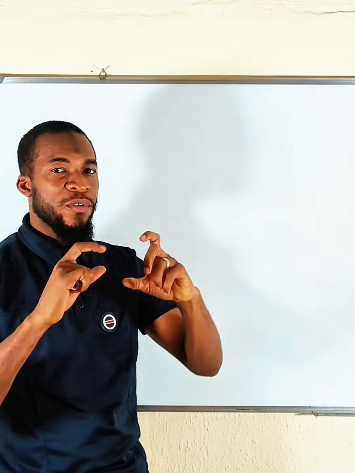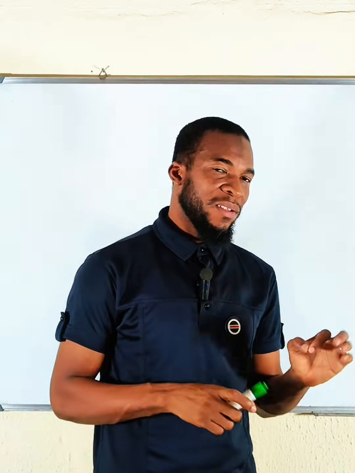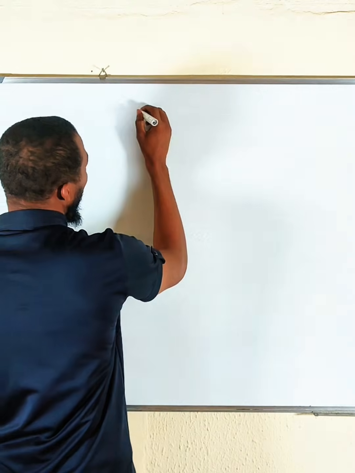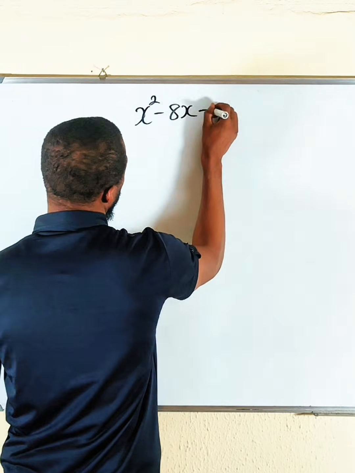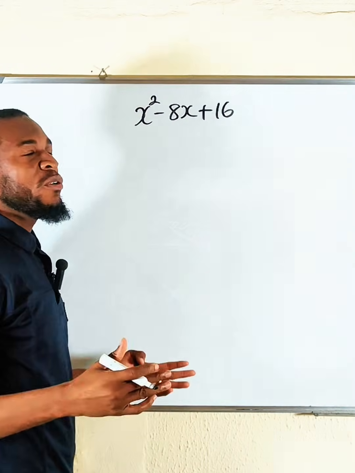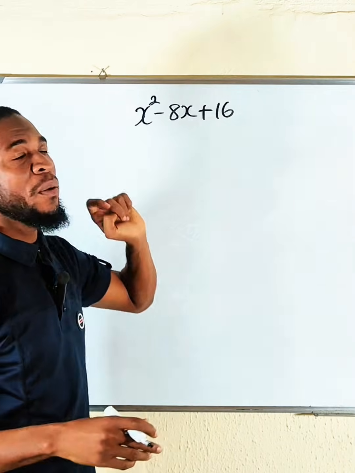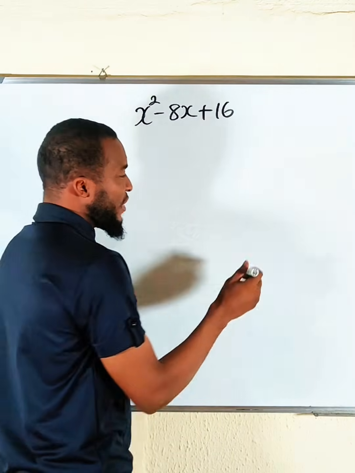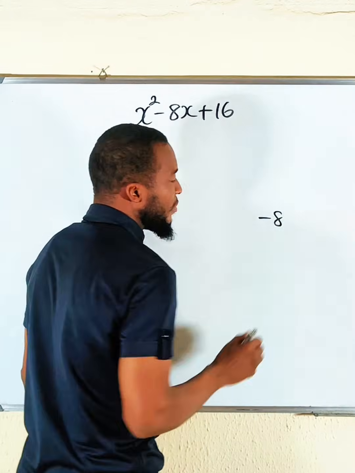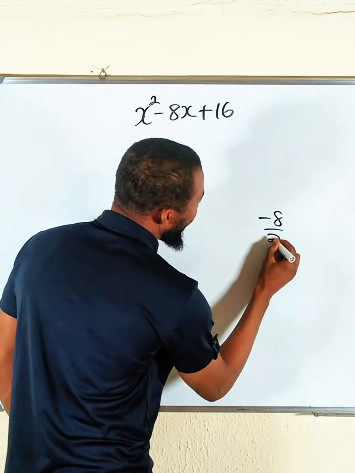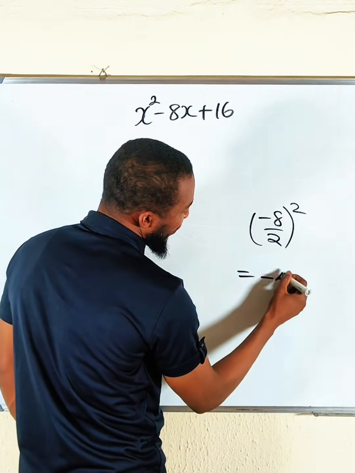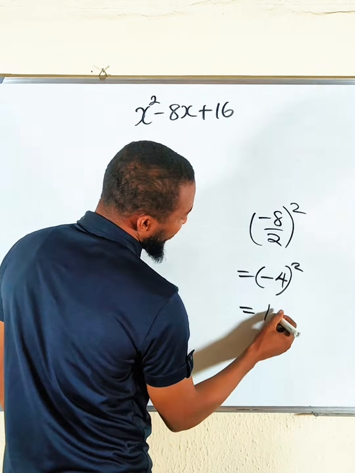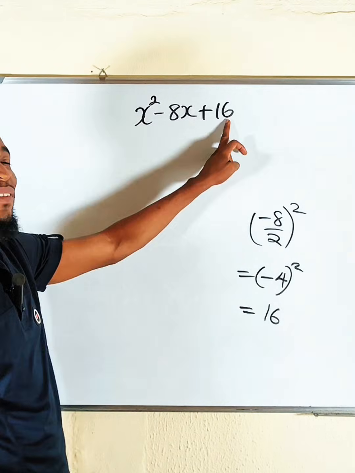It is always very important to detect whether a quadratic expression is perfect. Remember, I told you if you have, for example, x squared minus 8x plus 16, how can you determine whether this is a perfect square or not? You should take that coefficient of x, which is minus 8, divide by 2 and square everything. Remember, this is going to be minus 4, right? Squared. And this is what? 16. Which is the same thing as the constant.